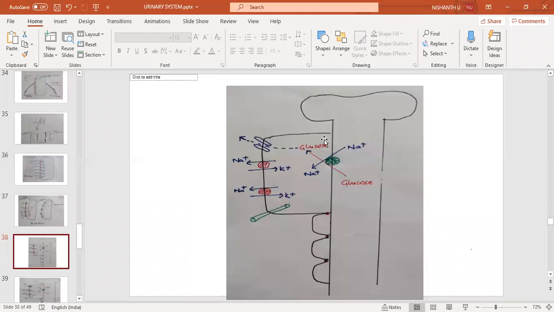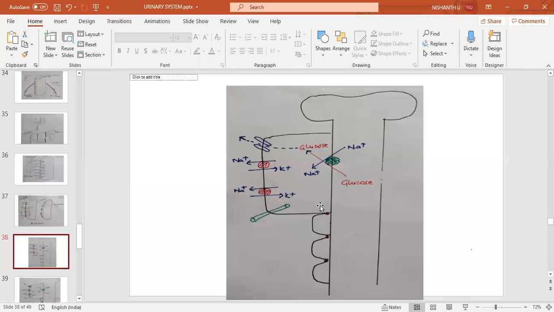This is Bowman's capsule and these are the proximal convoluted tubule. And for our convenience, I have drawn this particular cell a little bit larger in size. Don't think that this one is larger, this one is smaller, not like that. For our convenience, I have drawn it like that. Now you know that this is the basal membrane and sodium potassium ATPase is there, and continuously it is pushing the sodium out and potassium inside, right?